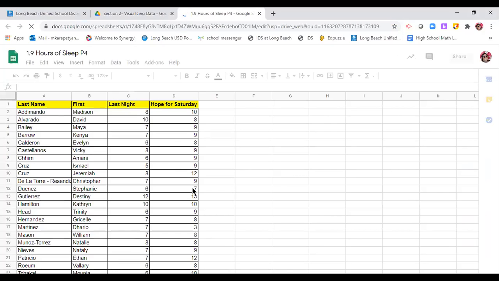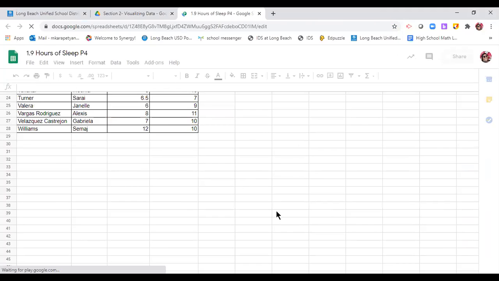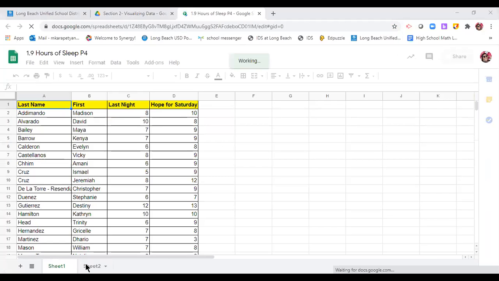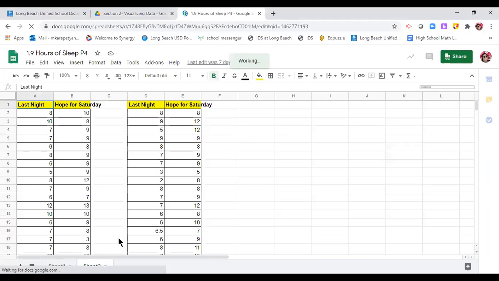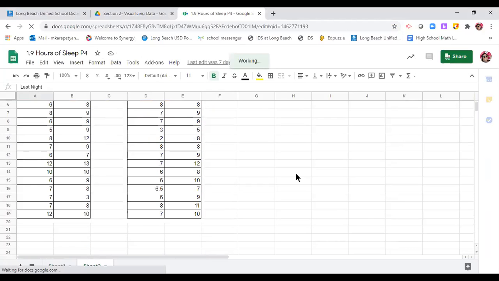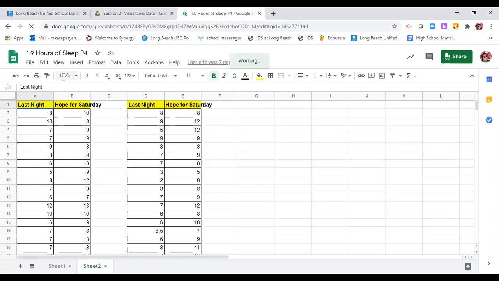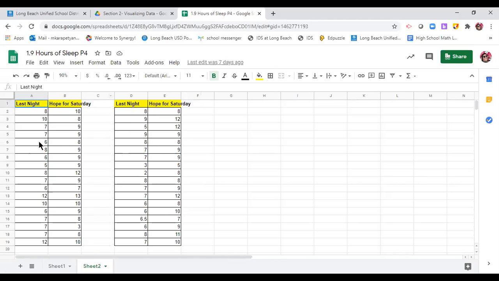Okay, period 4, here we go. I should have 2 sheets here. Yes, I do. All right, okay. I'm going to zoom out a little so I can see them all. Okay, so last night, I'm looking at this data and this data. That's what I'm looking at here, okay?